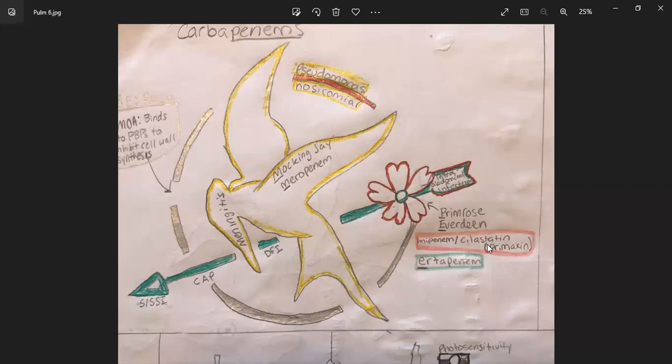So imipenem-cilastatin treats anything that's in red. So intra-abdominal infections, and then also pseudomonal and nosocomial type infections. Then ertapenem treats all the things that are in green. The only one that's important is right here, community-acquired pneumonia.